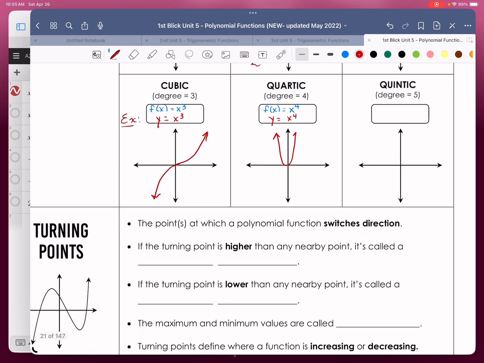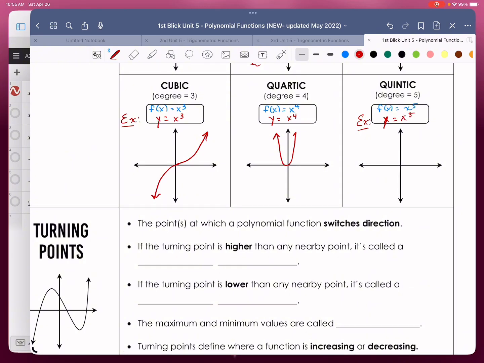All right, now for quintic, for a 5, yes, you're going to start with f of x is equal to x to the fifth. An example of that in equation form would be y equals x to the fifth.